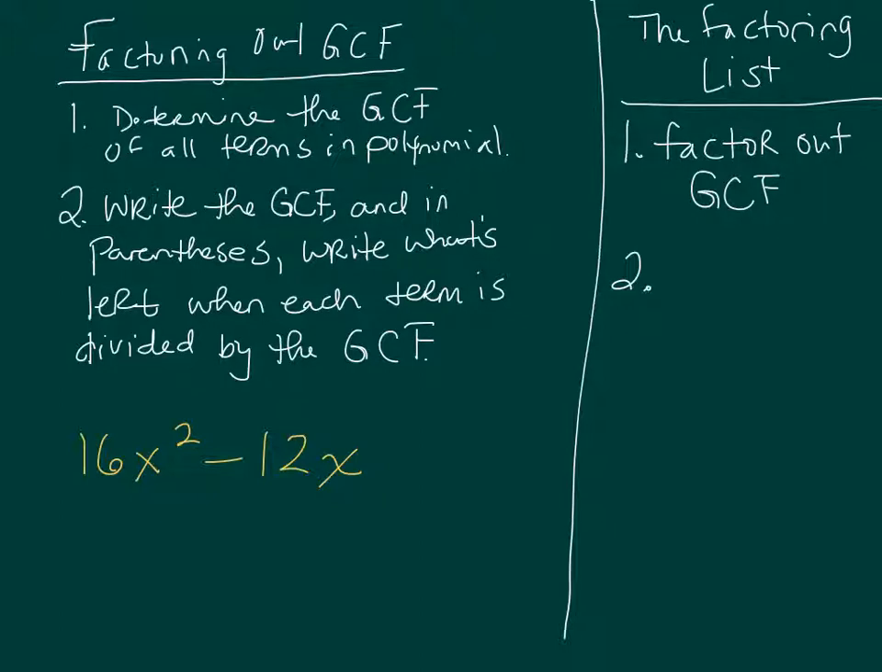4, right? So 4 is going to be the number part of my GCF. And then I have an x squared and an x. X is the smallest, so I can take an x out. So when I do that, in parentheses, I'm going to write what's left after I divide both of those terms by 4x. So 16 divided by 4 is 4, and x squared divided by x is x.